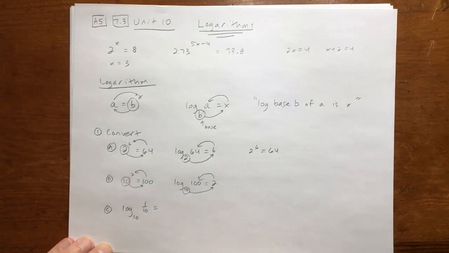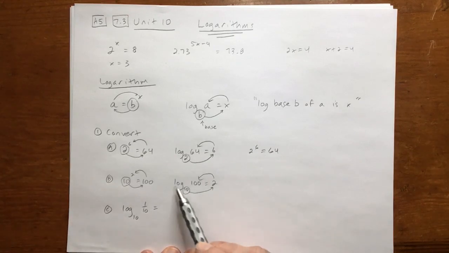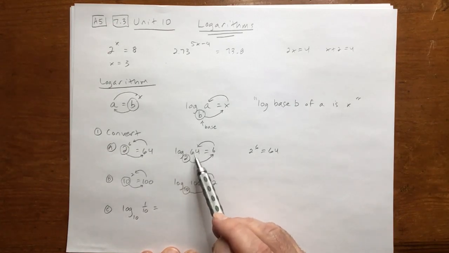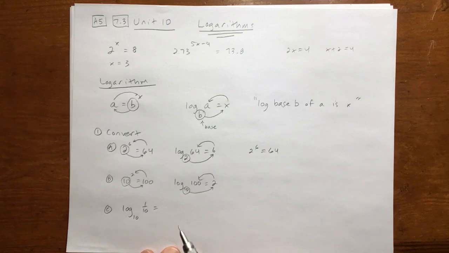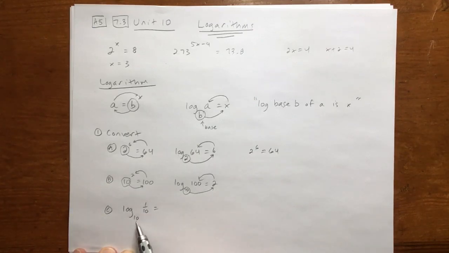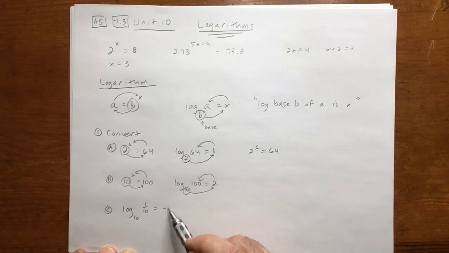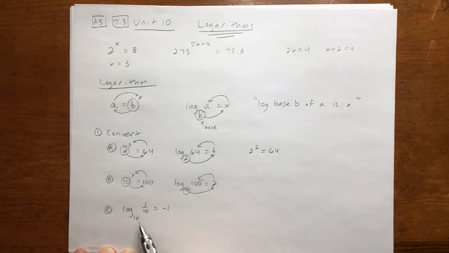So let's think a little bit about this. What would this equal? Notice in our logarithms, log base 10 of 100 means 10 to what power is 100? Log base 2 of 64 means 2 to what power is 64? So here, this is saying 10 to what power is 1/10. And I'm hoping you guessed -1, because that is true. Let's see that it is true that the log base 10 of 1/10 is -1 by converting.